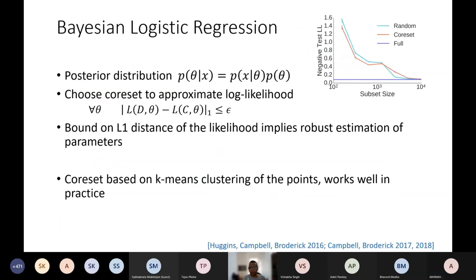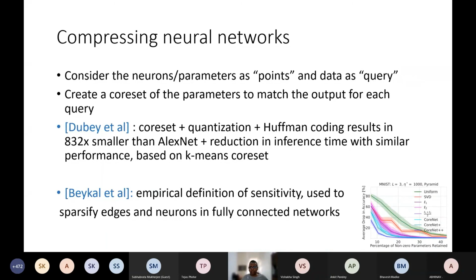There are more recent, very interesting works on coresets for logistic regression, on Bayesian logistic regression, a very interesting set of algorithms. And more recently, there is some work, and we have some upcoming work, applying coresets for reducing the size of neural networks. A very interesting work by Dubey et al. shows that by combining coresets plus some other techniques, you can reduce the size of AlexNet, a very huge, very famous neural network, by a factor of almost 800, more than 800. The size of the network gets reduced by a factor of 800, and the inference time gets reduced by that factor as well, but with very similar performance.